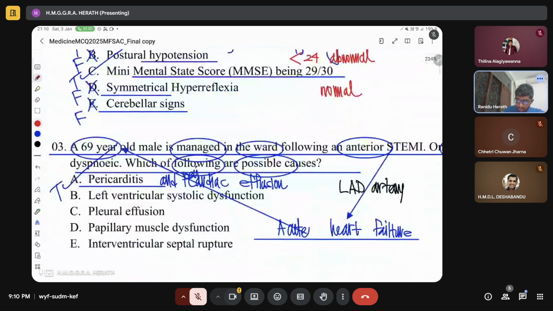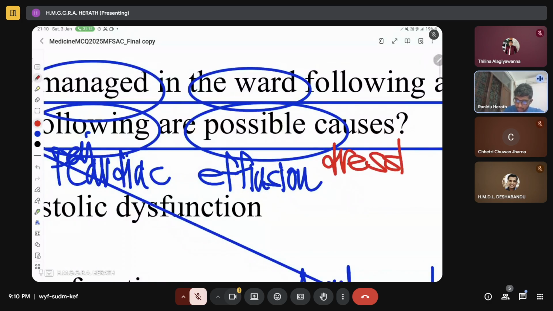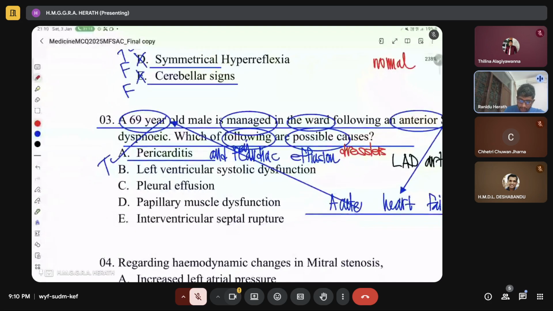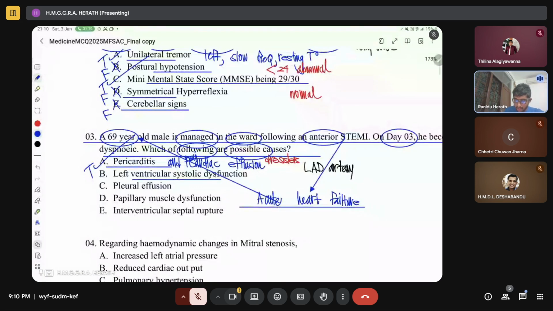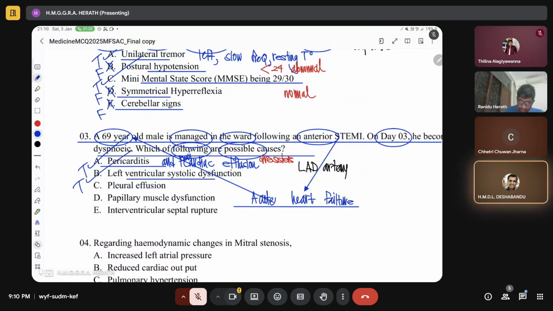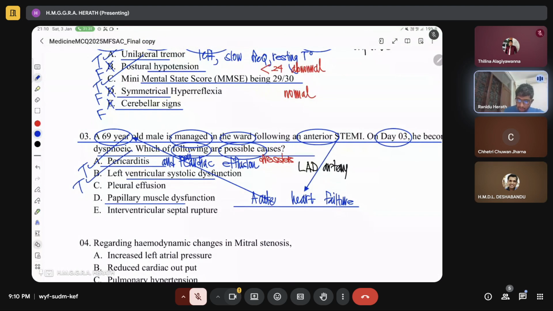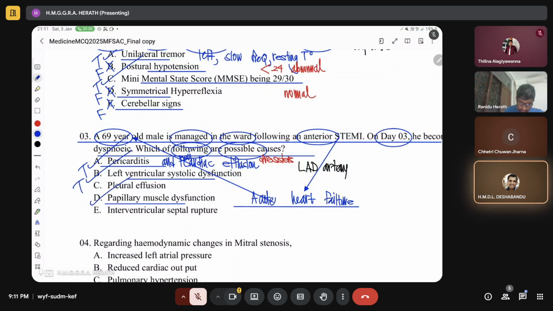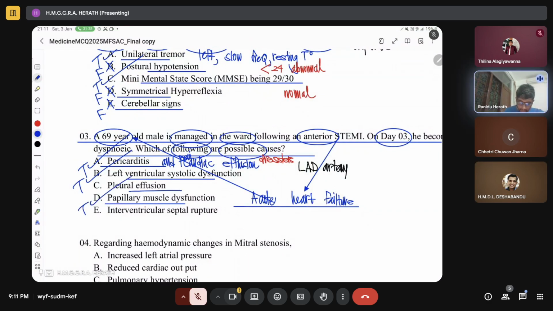Read around that. Dressler's syndrome is a common complication, right? Left ventricular systolic dysfunction. Is this true? Can this be the cause of dyspnea? Yes. Papillary muscle dysfunction. Can this be a cause of dyspnea? Yes. Pleural effusion. Can this be a cause of dyspnea?